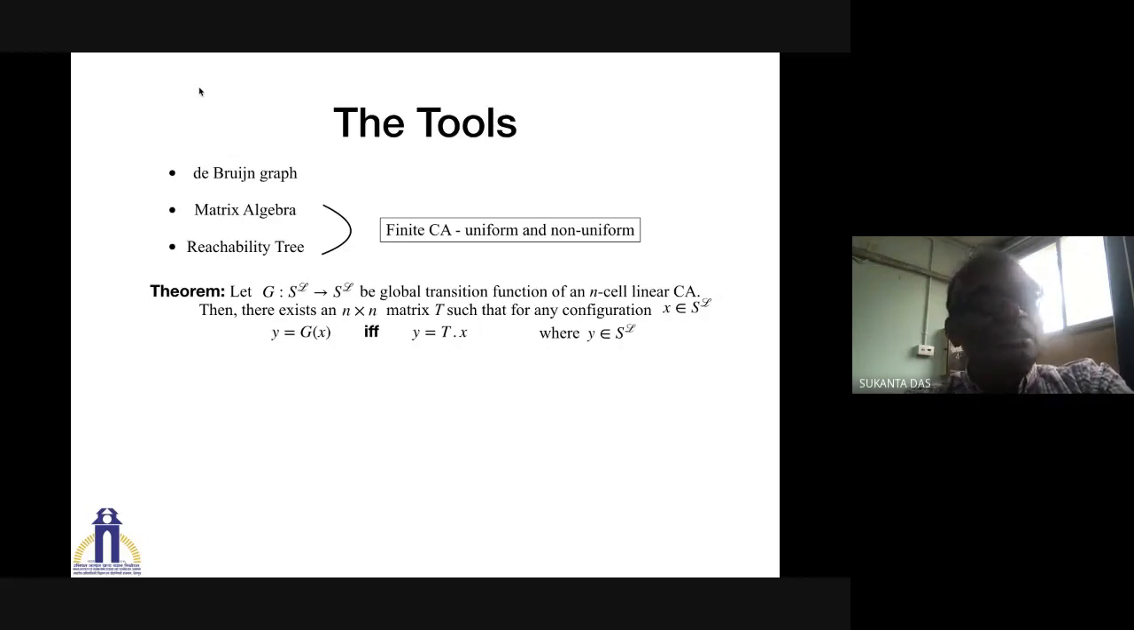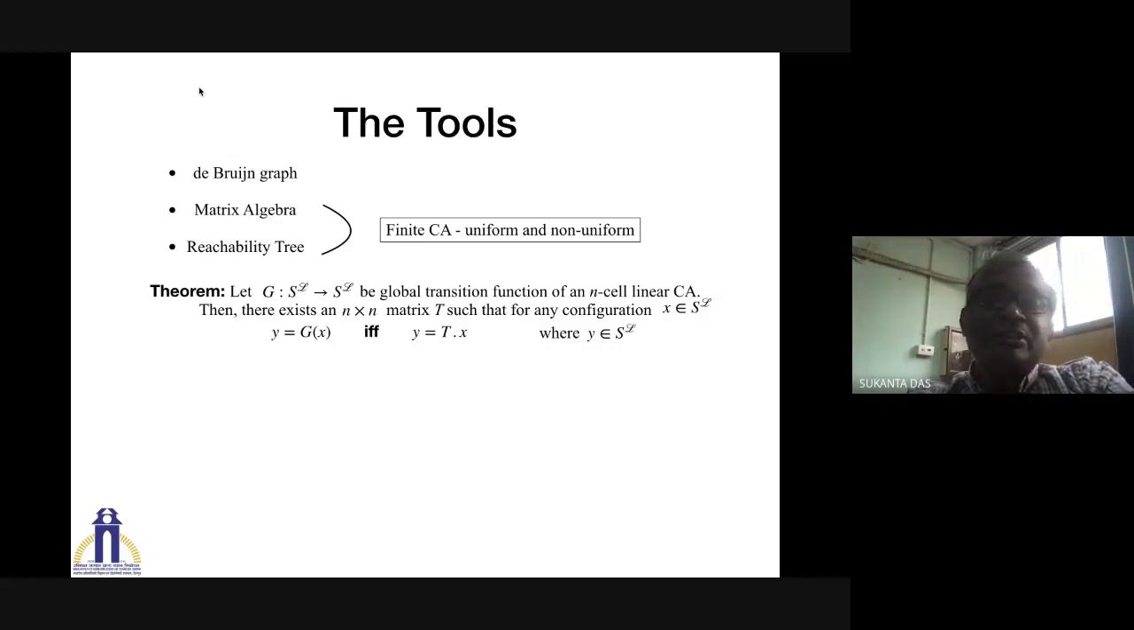This condition is satisfied: y equals g of x if and only if y equals T into x, where y is also a configuration. We call y the successor of x. This is a very fundamental theorem, which says that instead of representing a CA by a function called G, we can represent it by a matrix called T.